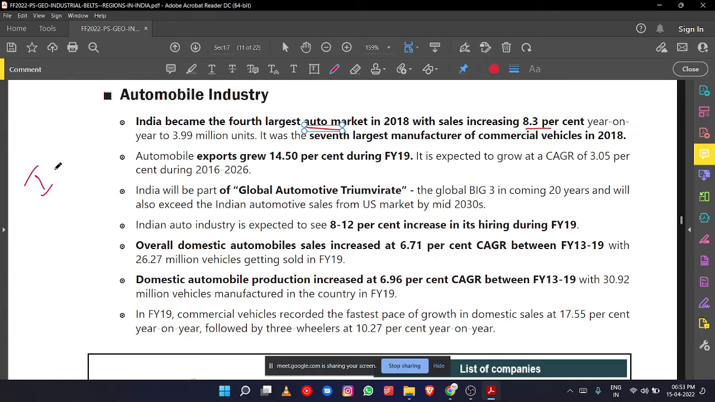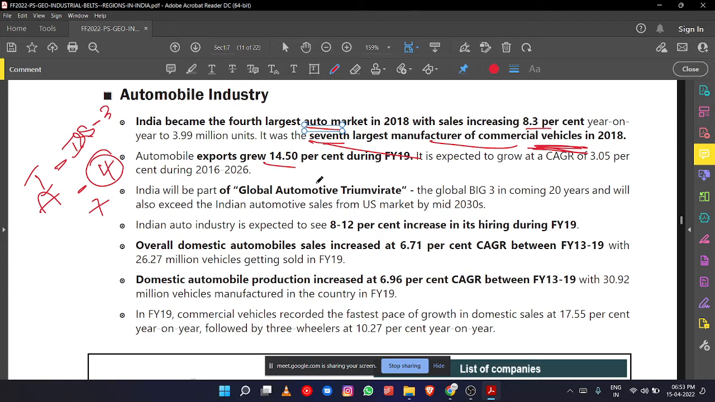So you have to know what position India is in. In iron and steel, what position is it in? Third position. In automobile industries, it is fourth position. It is the seventh largest manufacturer of commercial vehicles, but it has the largest market for all kinds of vehicles. Fourth largest market, but in automobile manufacturing, seventh largest.